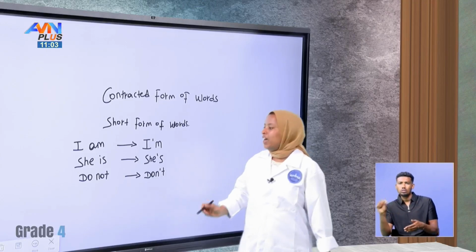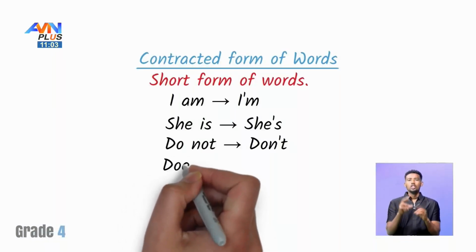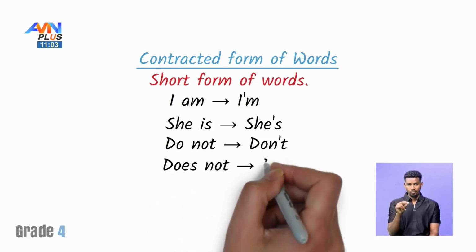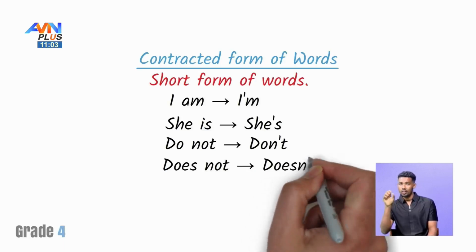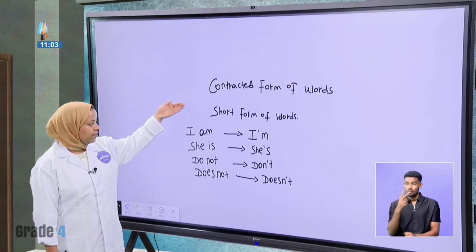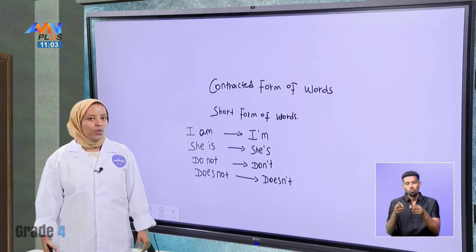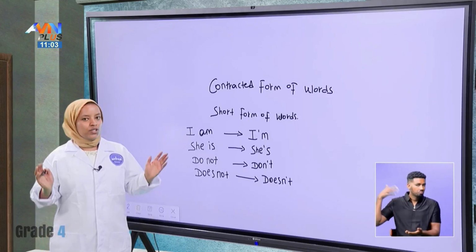Let us use does. Not. Here is when we make it short form of word. Does, and apostrophe T. Doesn't. Look at, students, here are some examples of contracted form of words. We learned it last time. Let us start today's lesson.